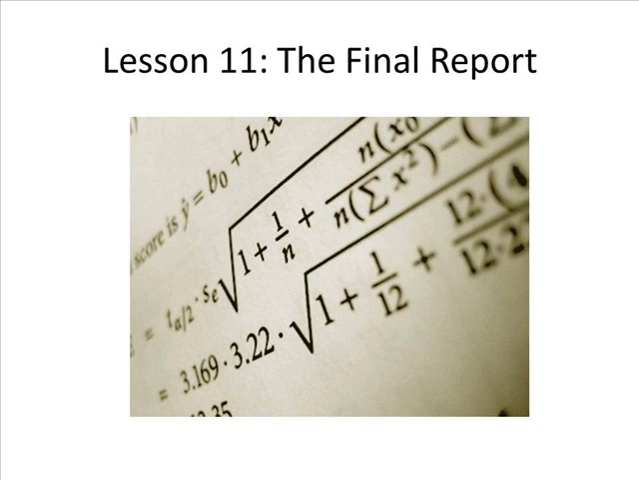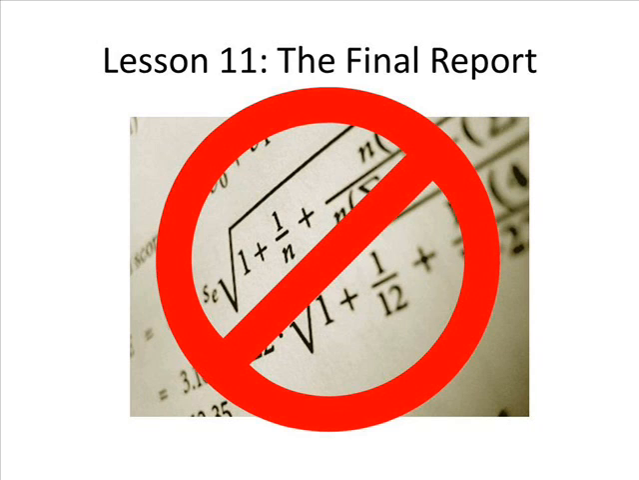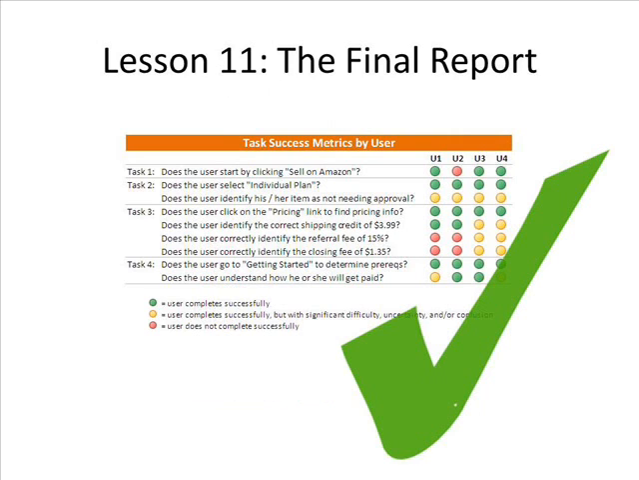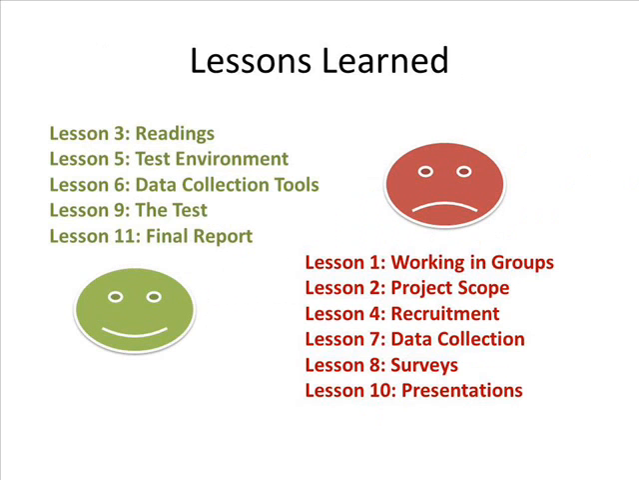Last but not least, Lesson 11, the final report. Don't attempt using percentages or complex statistics in your final report if you only had 4 users. You'll deceive your audience. Instead, try working in Excel or Tableau to provide infographics that are simple but meaningful and honest. Lucky for us, lessons 3, 5, 6, 9, and 11 we figured out in advance.